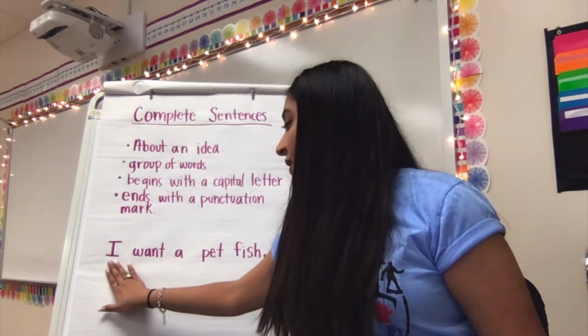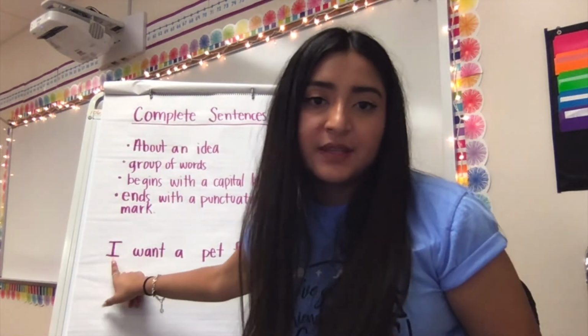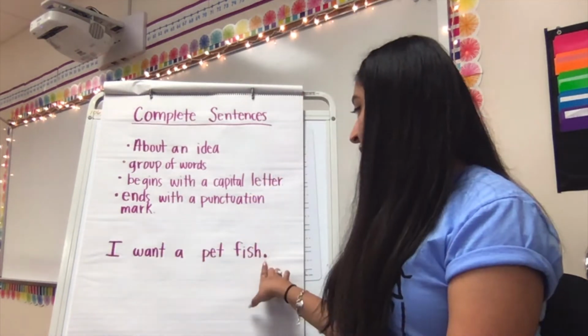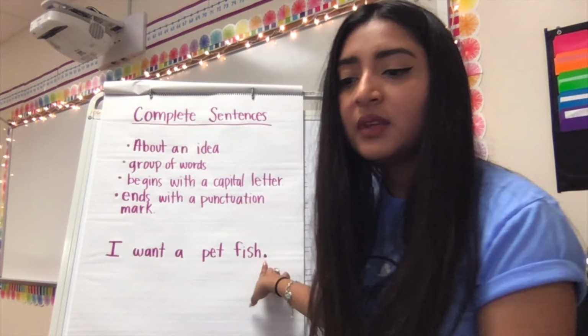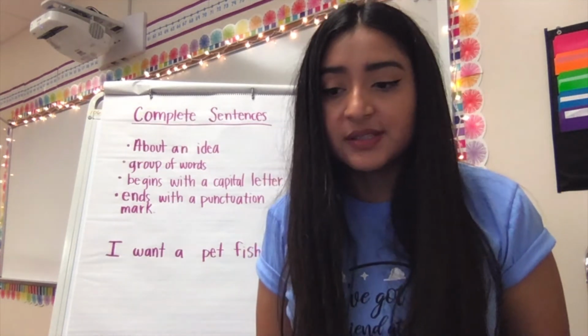I also began my sentence with a capital letter. As you can see, my first letter is I. This is how I started my sentence. And I ended my sentence with a period. By putting a period at the end, I showed the reader that my idea was complete.